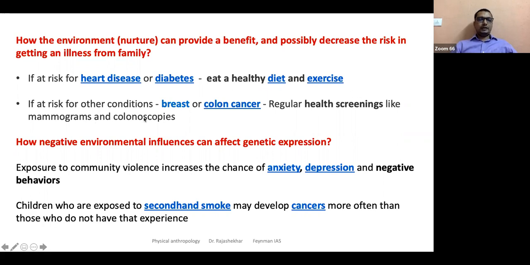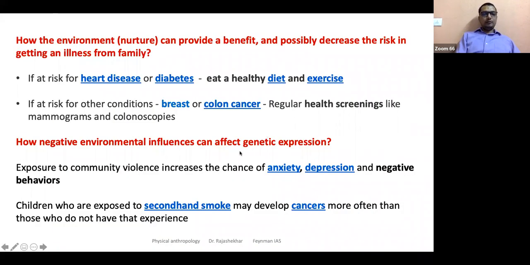Similarly, if someone is at risk for other conditions like breast cancer or colon cancer, what do we do? If you know that you have a mutation in the BRCA1 gene, then you would regularly go for health screenings like mammograms and colonoscopies, so that you can see if such problems happen. If they do come, you take proper care at the right time so that the problem can be solved without delay, before it becomes too complex. So it's very important for us to understand the role of genes. For gene therapy and those molecular studies we talked about, we would use the knowledge about genes to fix the problem. Similarly, if you know the environmental role as well, you can plan to deal with that disease in the same manner, with proper care, either through diet, changing exercise, or visiting doctors for health screenings.